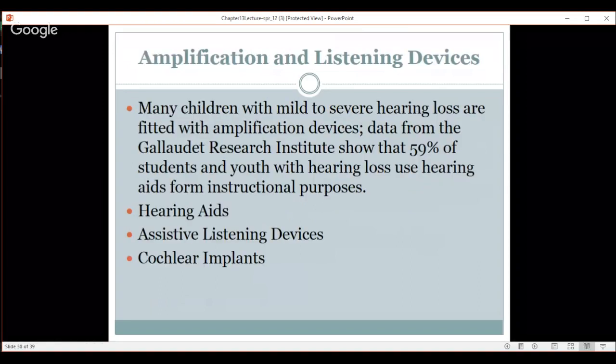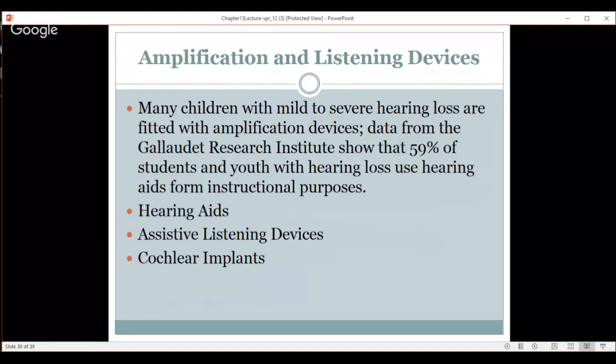Amplification and listening devices. Many children with mild to severe hearing loss are fitted with amplification devices. Data from Gallaudet Research Institute shows that 59% of students and youth with hearing loss use hearing aids for instructional purposes. Hearing aids, assistive listening devices, and cochlear implants all would be under this category of amplification and listening devices.